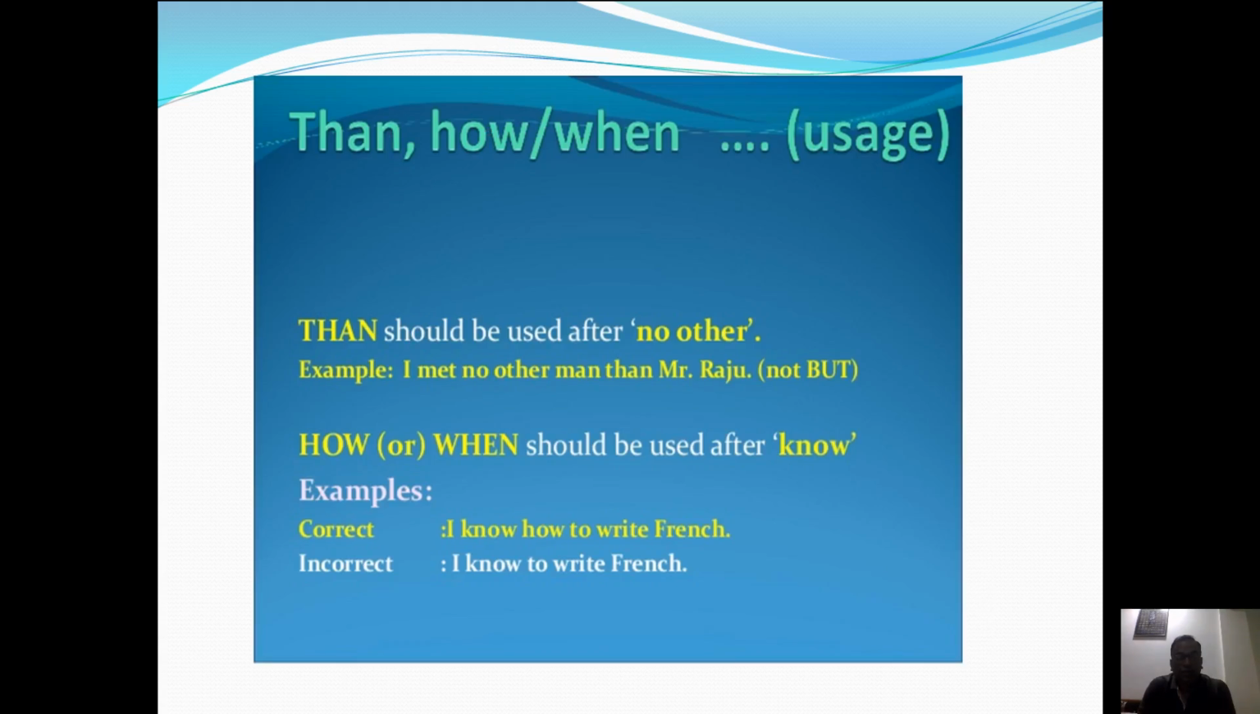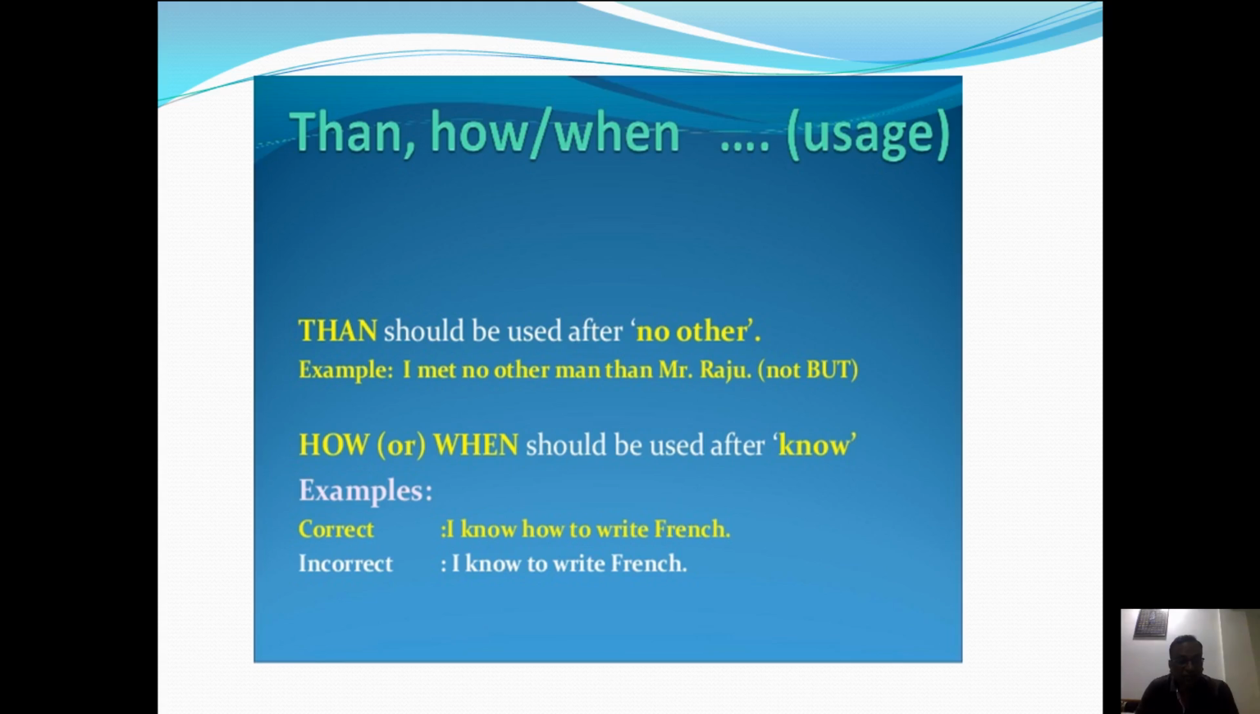Then, how, when: usage. How to use this kind of word? Then should be used after no other. Example: I met no other man than Mr. Raju, not but.